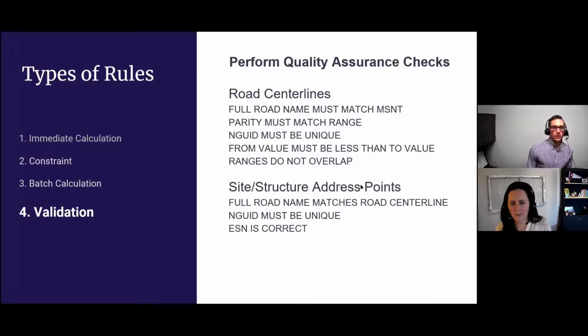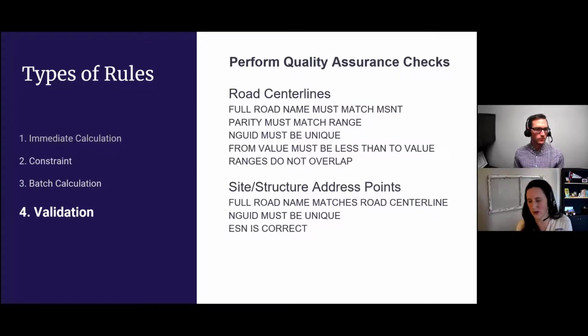Address points, same full road name. We're gonna check that full road name matches its closest center line. That those global IDs are unique, and another one that the ESN is correct.